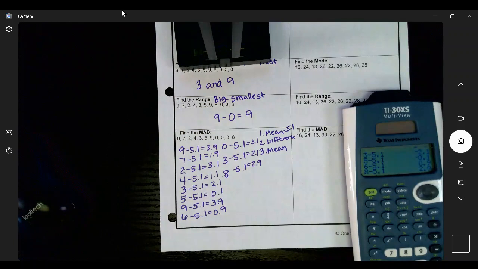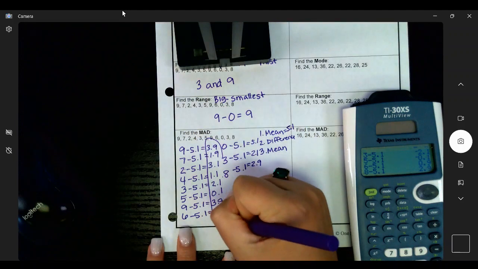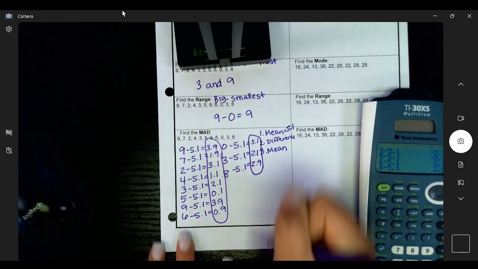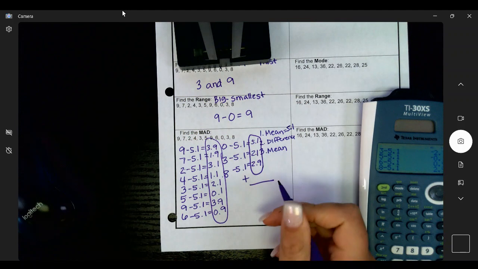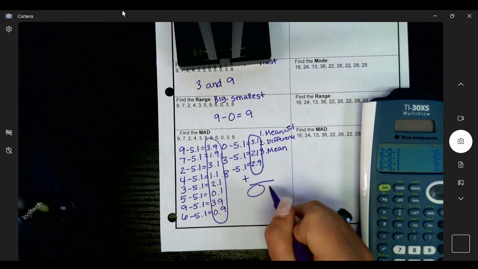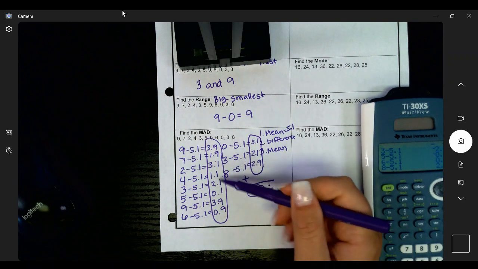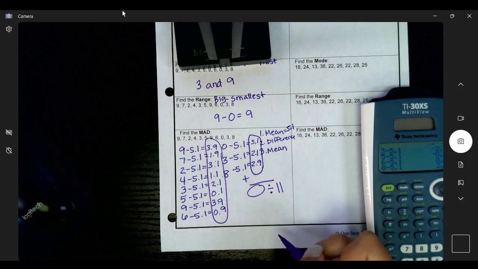Alright, now that I found the differences from each, I'm going to now find the mean. So I'm going to find the mean of all the answers. So I'm going to add all those answers up. And then whatever the sum is, after I add it all, I'm going to divide by how many numbers I have. 1, 2, 3, 4, 5, 6, 7, 8, 9, 10, 11. So I'm going to divide that by 11, and I'm going to round it to the nearest tenth, okay?